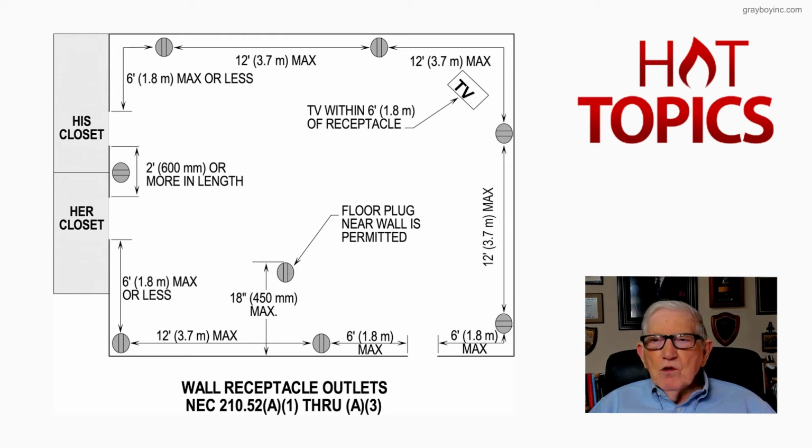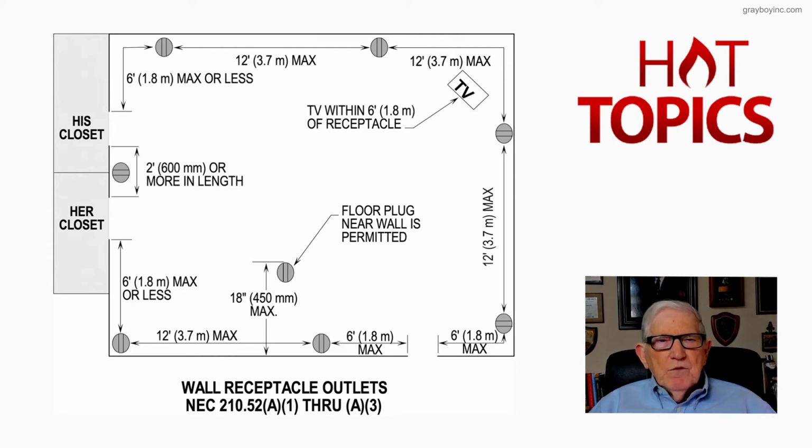But here's the whole key. You measure 12 foot for the next one, and you see that TV? It's placed right in the center of those two receptacles, and each way you should be within 6 foot to cord and plug connect that TV. And then you move down 12 foot, you set another, and as long as you have wall space, you just keep moving. But notice we have to be within 6 foot of his closet here.